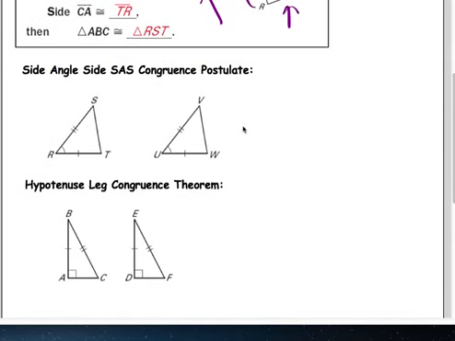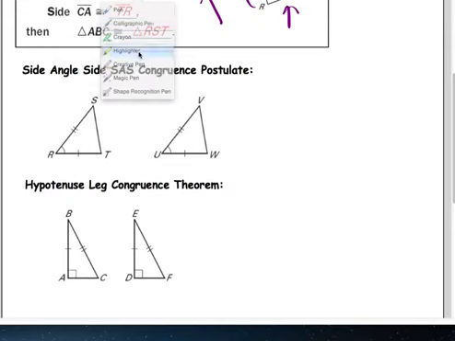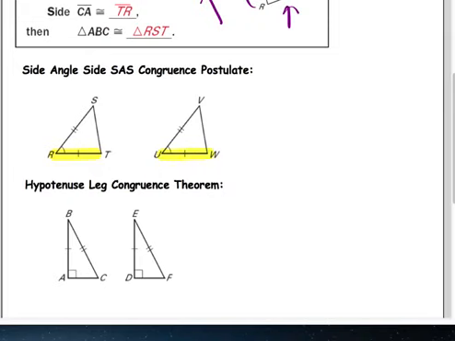Another reason is side, angle, side. This happens when you have 2 sides, and this is referred to as the included angle, which is the angle between those sides. See how this angle is formed by the 2 sides that are marked. So I'm just going to highlight on here just to show you. This side has 1 marking, and this side has 1 marking. Then I've got the side with 2 markings, and the side with 2 markings. I want you to notice that the angle in between them is the one that's marked, because it's formed by those sides.